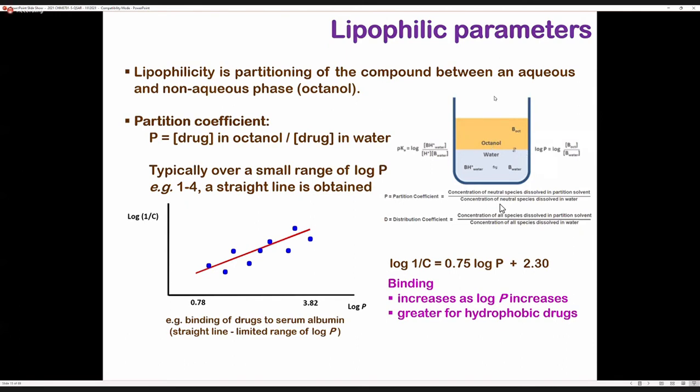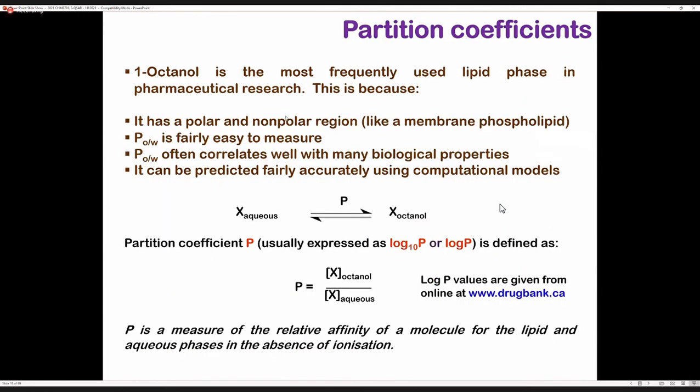Water is hydrophilic, so dia akan jadi macam layer, right? Dia akan jadi macam layer. So if your compound can travel through these layers easily, that means your compound will have a high log P value, right? It has a polar and non-polar region. The log P octanol over water is fairly easy to measure, often correlates well with many biological properties, can be predicted fairly accurately using computational model.